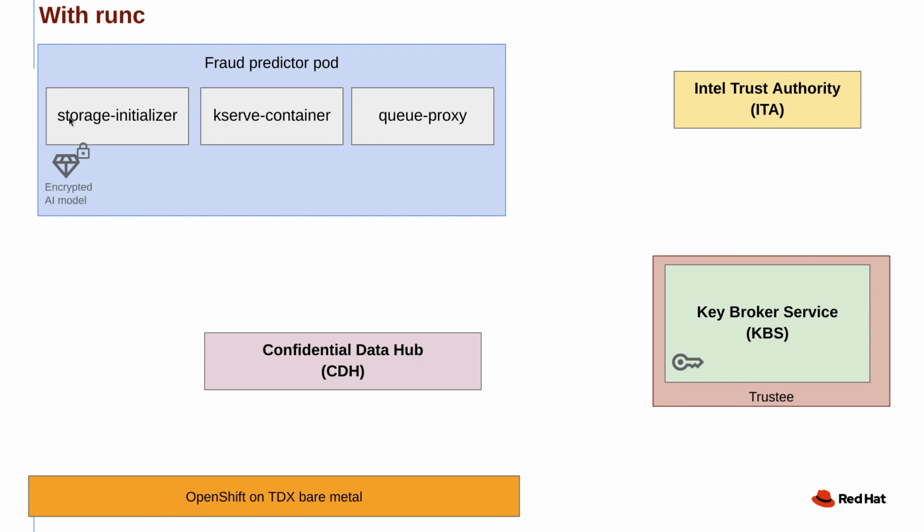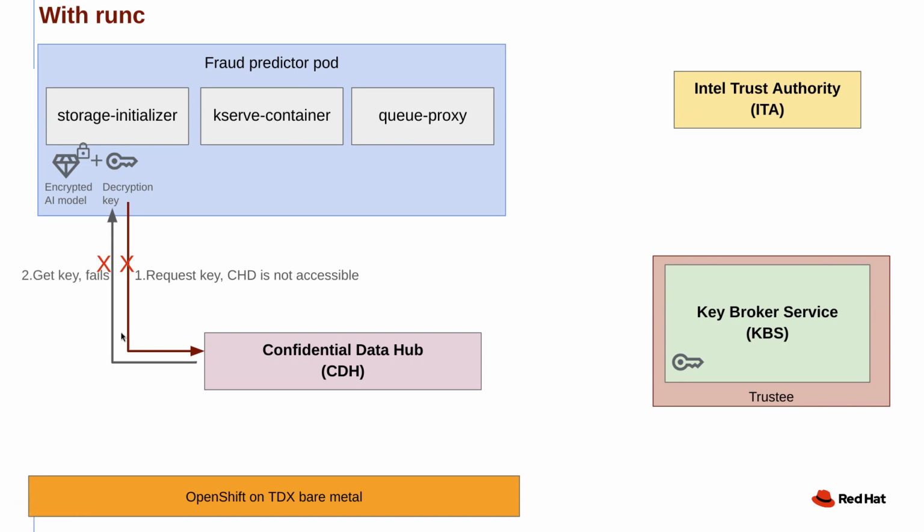So let's see how the storage initializer gets the key. It downloads the encrypted AI model, and it needs to get the decryption key. It sends requests to the CDH REST API. However, it will fail. This is because the CDH is deployed inside the confidential VM. However, there is no such VM, so the CDH is not accessible. Thus, it fails to get a key, and then the model decryption fails.